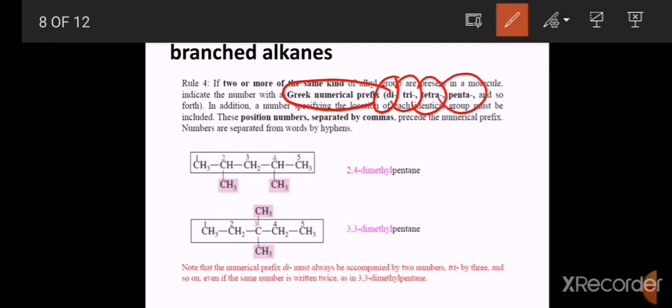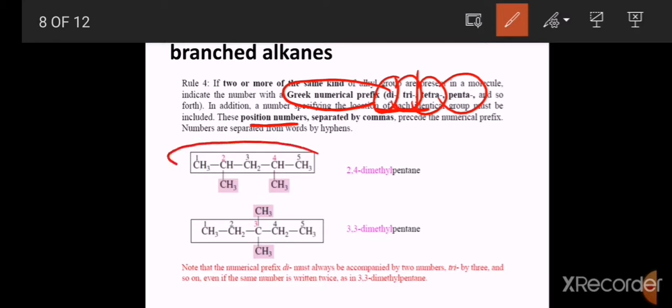At kapag gumamit tayo ng di na prefix, syempre dapat dalawa din yung number na gagamitin natin. Okay lang na parehas na number or magkaibang number. Basta dalawang number dapat ang i-reflect or ilalagay nyo sa pangalan kung gagamit kayo ng prefix na di. Kapag tri naman, dapat may tatlong number din or locant. Okay, so paano ito? Ito new example natin.